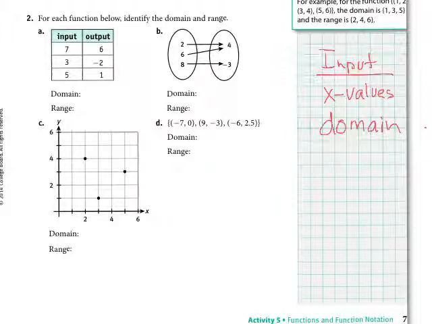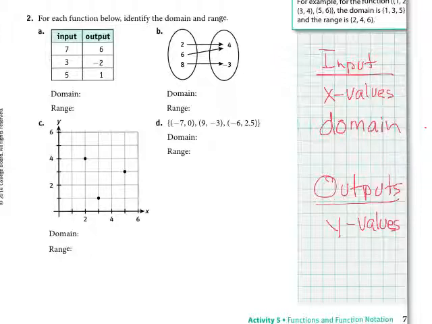And then the other side of the coin is the outputs. And the outputs we know are the Y values. And we also, a little bit more mathematically to go with domain, we call it the range. So we have inputs and outputs, X values and Y values, domain and range. Okay? And all those things are interchangeable.